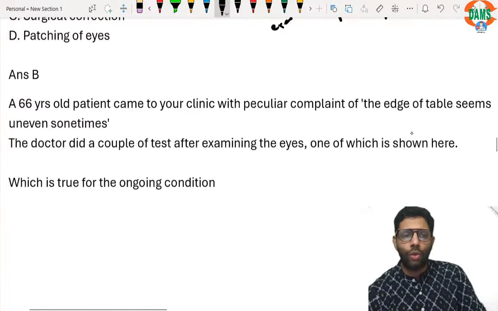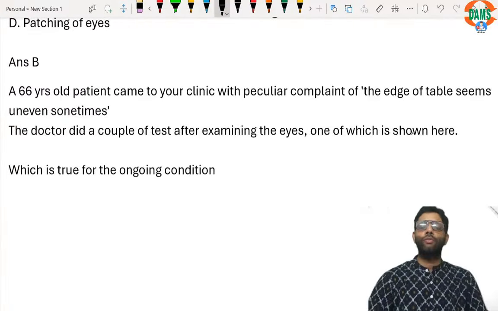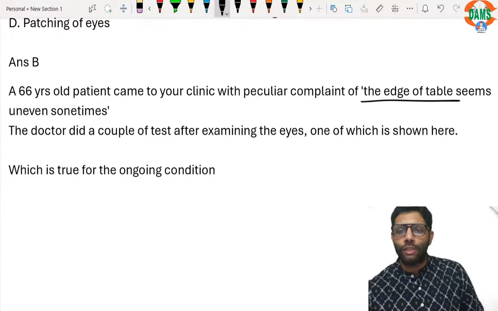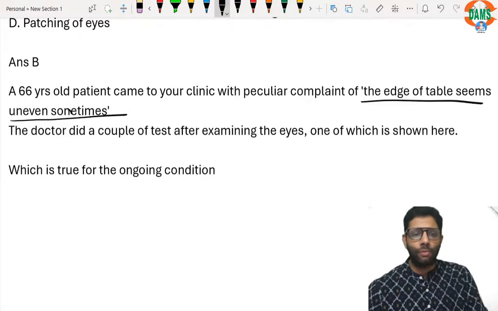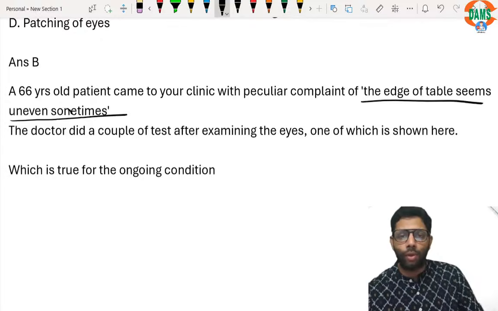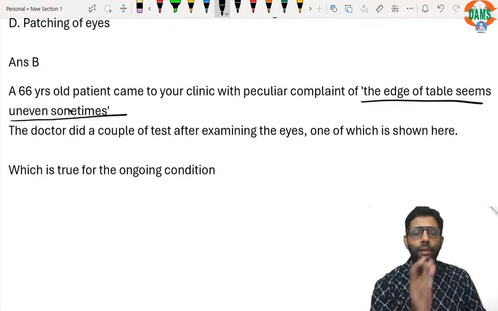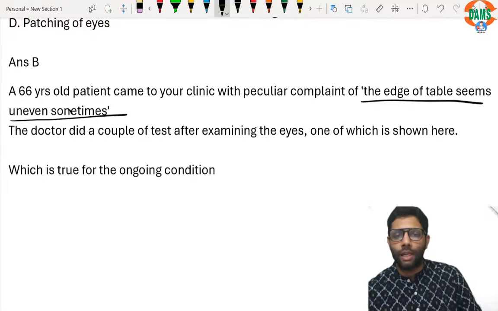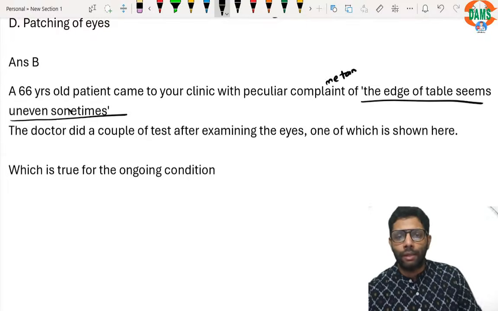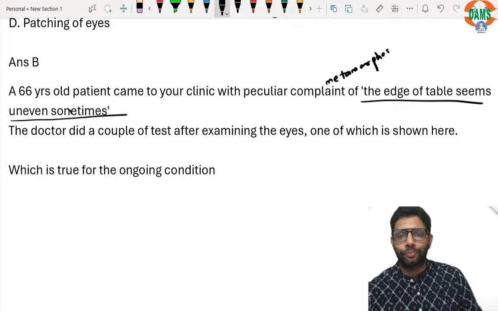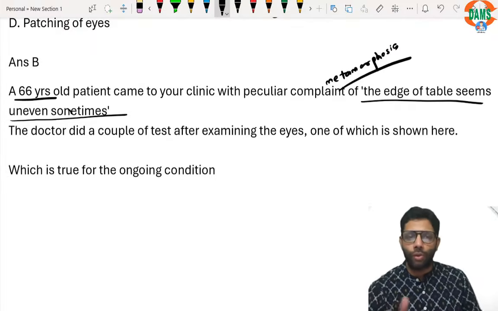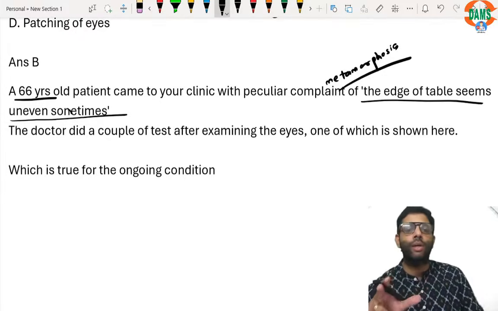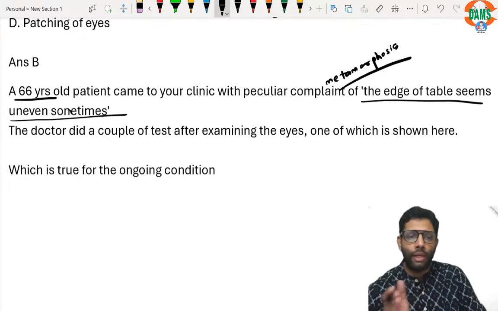Now a 66-year-old patient came to the clinic with peculiar complaint of the edge of the table seems uneven sometimes. The doctor did a couple of tests by examining the eyes, one of which is shown here. So this symptom is also very important. Means distorted images are seen. That is known as metamorphopsia. And the patient is old patient. So old patient with metamorphopsia suggests something is there in the macula, central retina. Macular problems can lead to distorted vision.